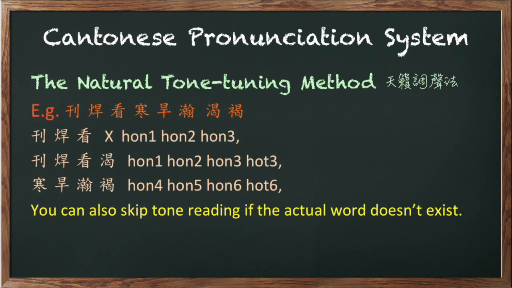See another example. Hon, hon, hon, hot. Hon, hon, hon, hot. You can also skip tone reading if the actual word doesn't exist. If you follow the method above, you will easily speak the right tones when you are talking in Cantonese.